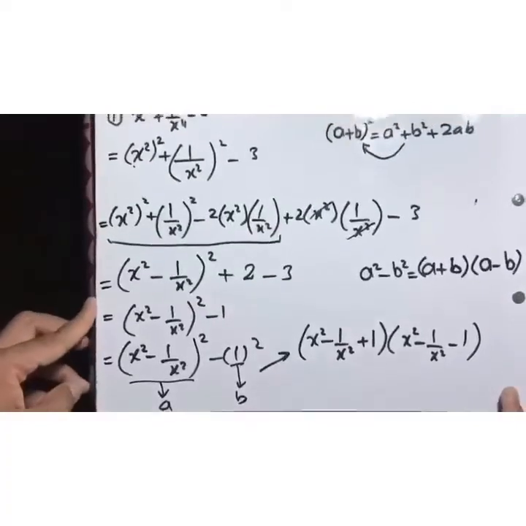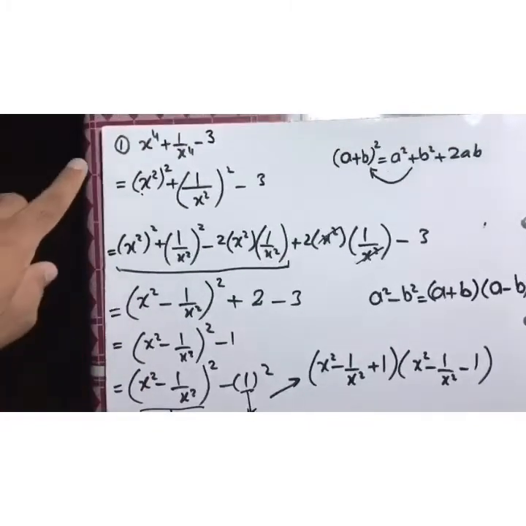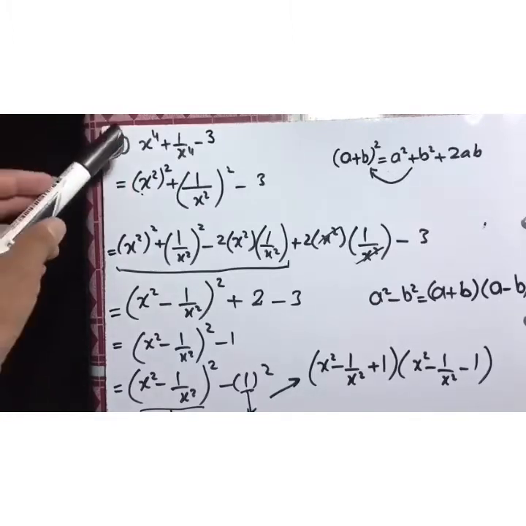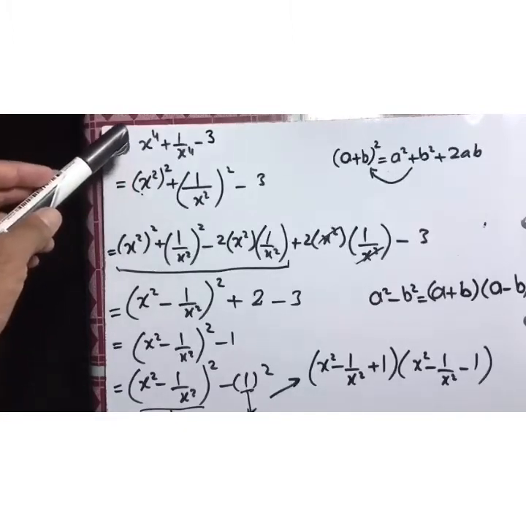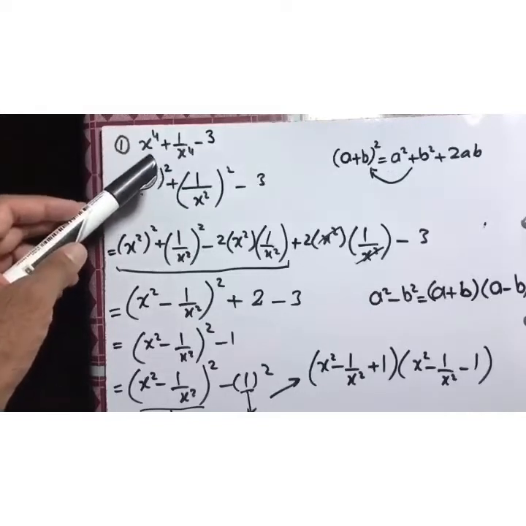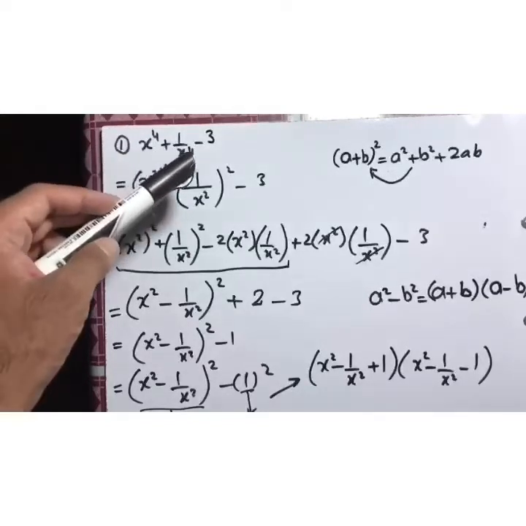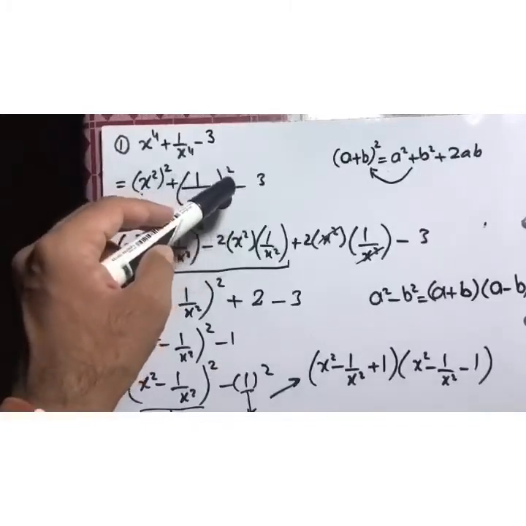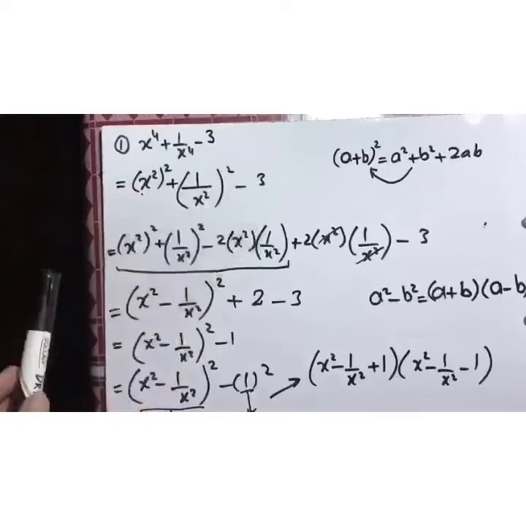So we factorize the equation. I repeat this, the question is given x to the power 4 plus 1 over x square minus 3. We cannot solve this by the formulas of exercise 5.1. So first of all we make such a situation that we can apply the formula here. We can write x to the power 4 as x square raised to power 2, plus also 1 over x square whole power, x square, minus 3.